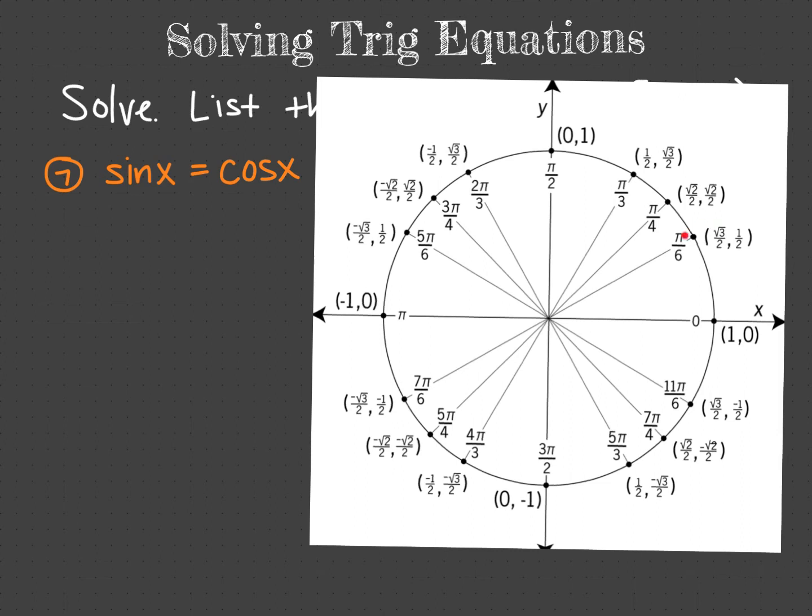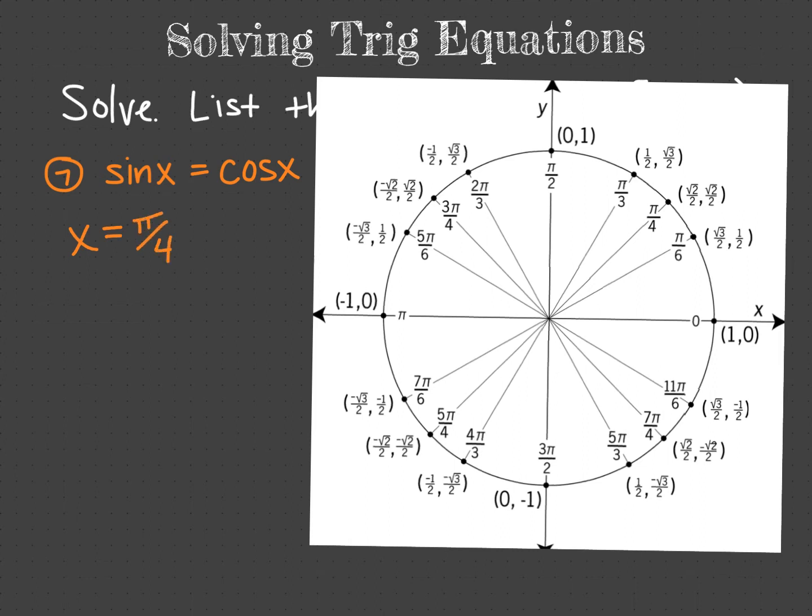We know that at the pi over 6 and pi over 3 families, the cosine and the sine don't ever equal one another. But if you look at the pi over 4 families, that's where we have that potential. We can clearly see that at pi over 4, the sine and the cosine equal each other. So it looks like pi over 4 is one answer for x. Awesome.